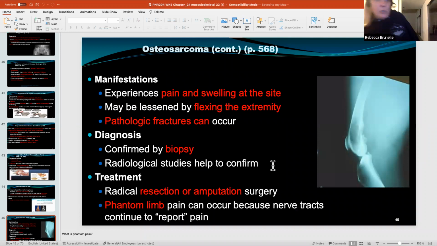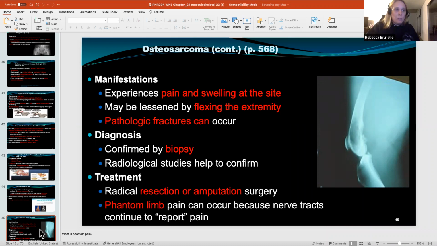So the treatment is going to be, unfortunately, resection or amputation of the limb that has the tumor. And has anyone heard of phantom limb pain? Yeah, what does it mean? It's where you have pain where you don't have a limb, right? So like you have a tumor in your leg and you have your leg amputated above the knee, but you still feel like you have pain there even though the leg's been amputated.